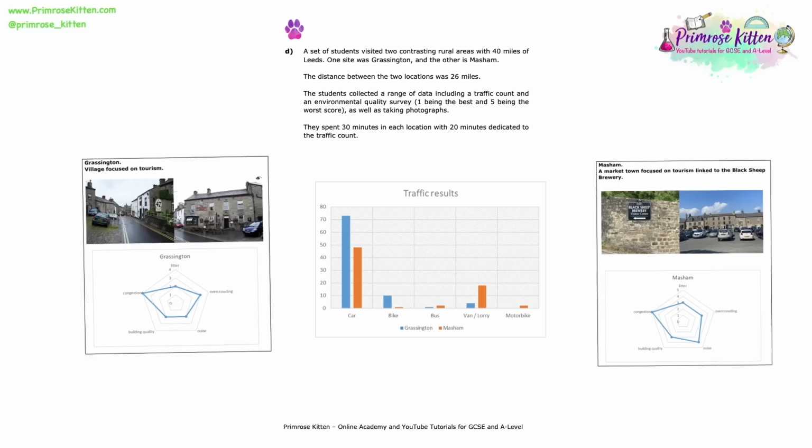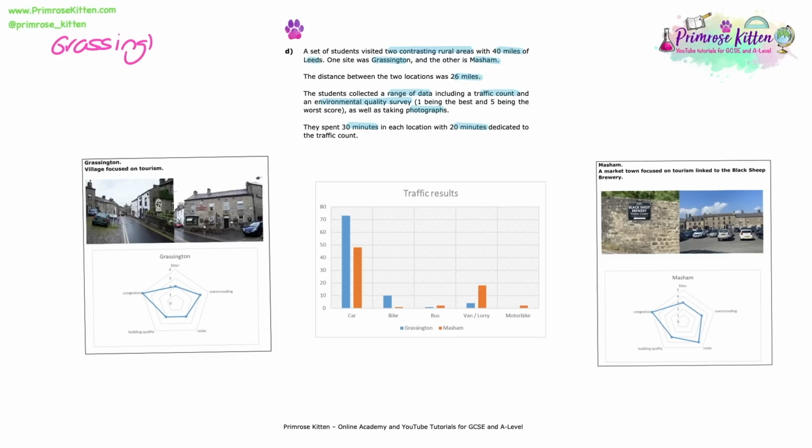Part D. A set of students visited 2 contrasting rural areas within 40 miles of Leeds. One site was Grassington and the other was Masham. The distance between the 2 locations was 26 miles. The students collected a range of data, including a traffic count and an environmental quality survey, as well as taking photographs. They spent 30 minutes in each location, with 20 minutes dedicated to the traffic count.